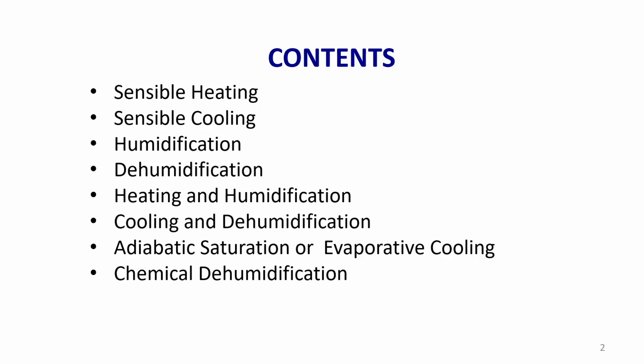So, we have solved numericals using the psychrometric chart as well as empirical relations. In this lecture we will see the various psychrometric processes, and again we will be using the psychrometric chart to solve the problems. The contents of today's lecture number 19: sensible heating, sensible cooling, humidification, dehumidification, heating and humidification, cooling and dehumidification, adiabatic saturation or evaporative cooling, and chemical dehumidification. There are about 8 processes which we will be studying in this lecture.